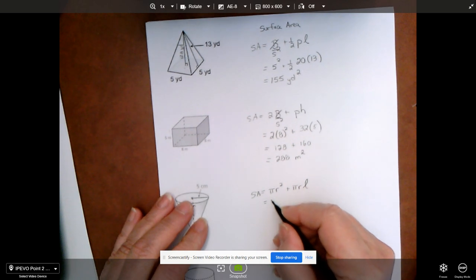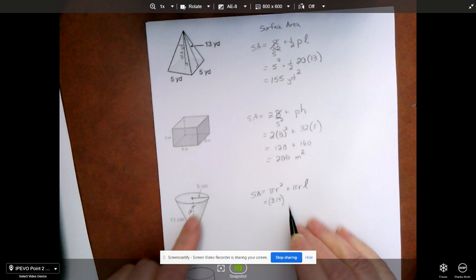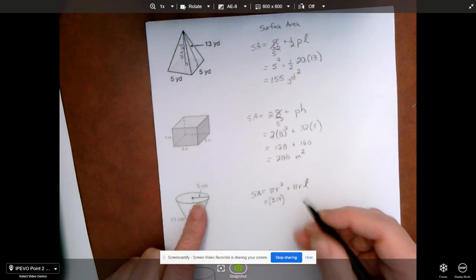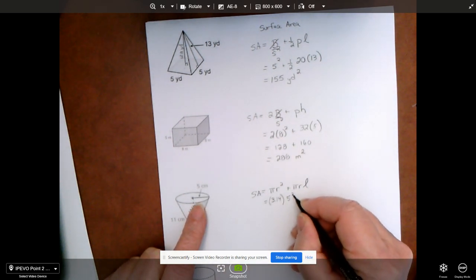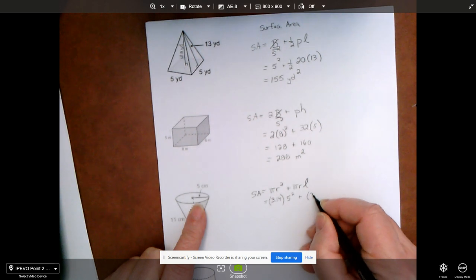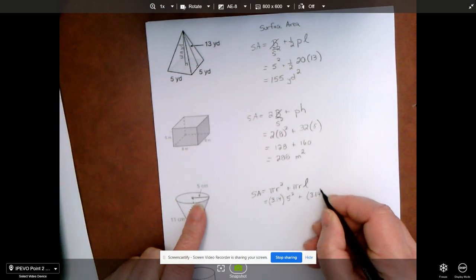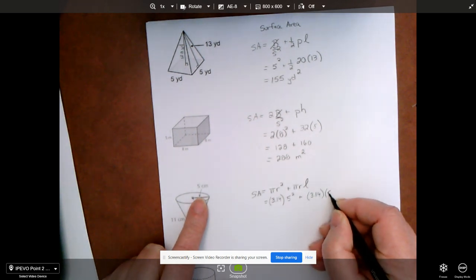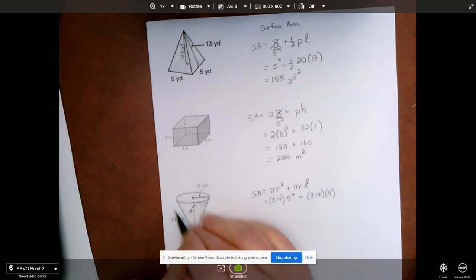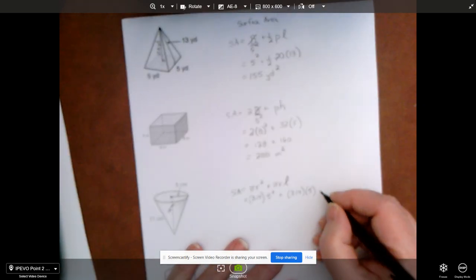All right, so remember pi we know is 3.14. The radius is 5, so that'll be 5 squared. Plus, again, now we've got pi, so I'm going to use 3.14. The radius we said was 5, and the slant height is the height that's slanted, so that will be 11.